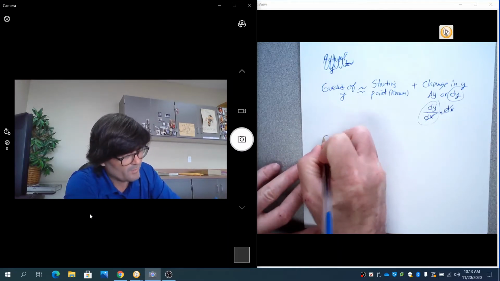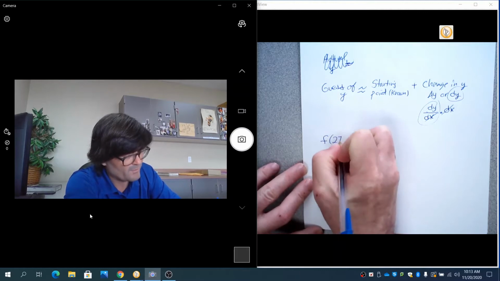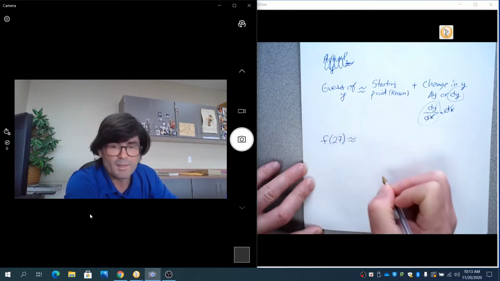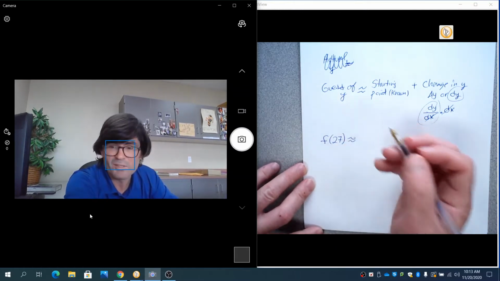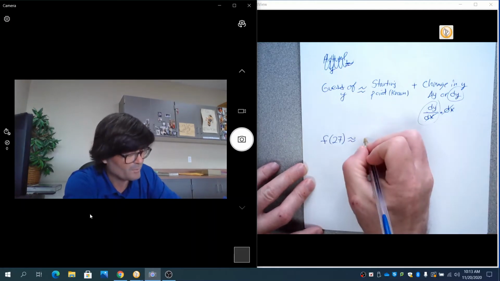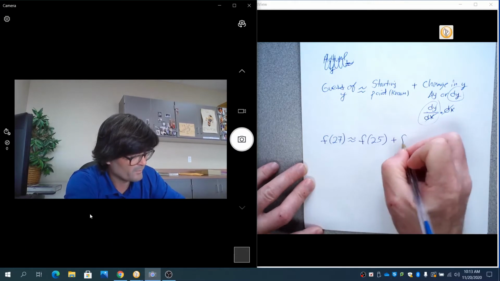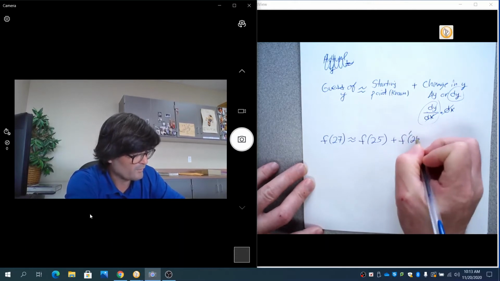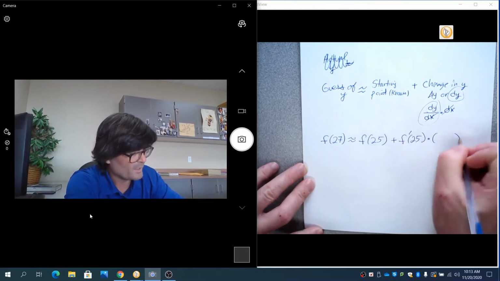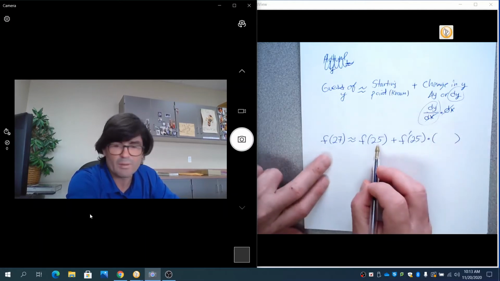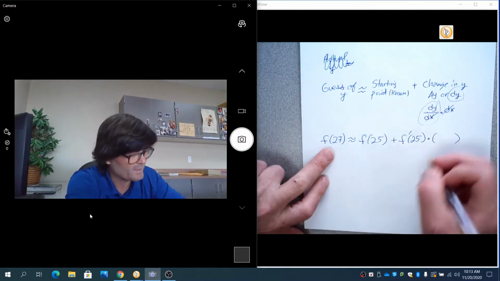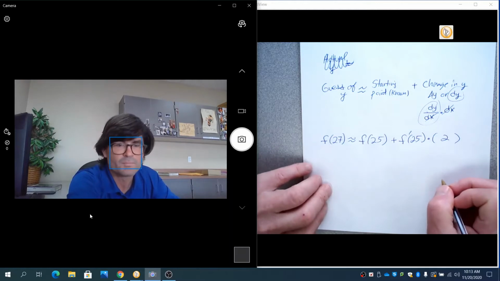We're going to do f of 27 is approximately equal to a known starting point, f of 25. I know the square root of 25, so we'll start with that. Plus the derivative at 25 times the dx. The dx is how far we went from 25 to 27, and that's 2. So we'll just see what happens here.